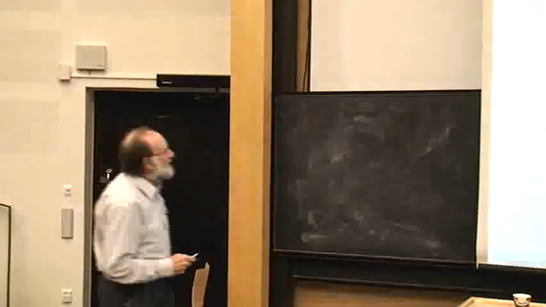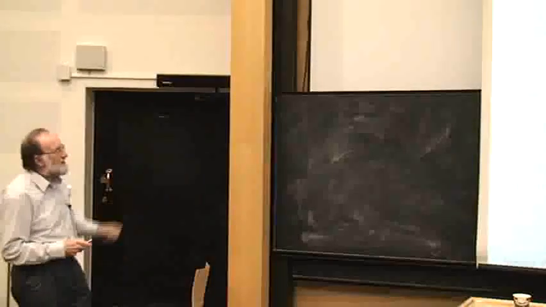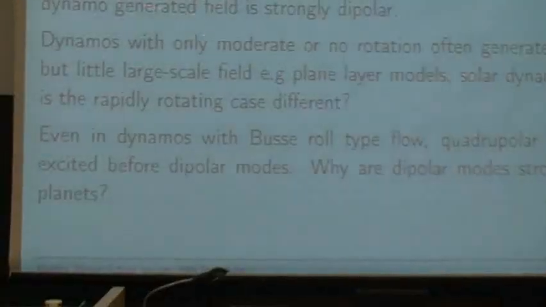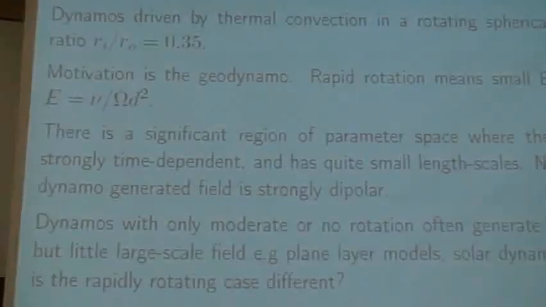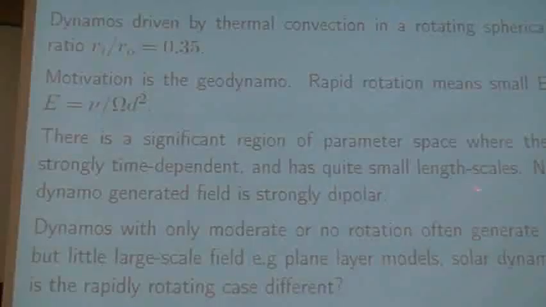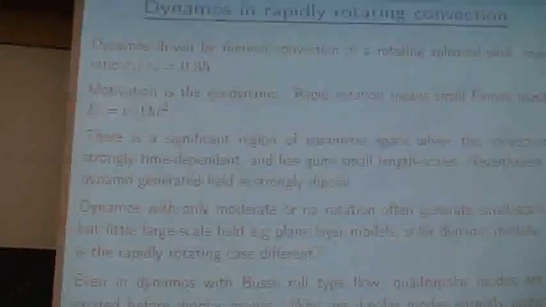So it's strongly time dependent. If you remember, I showed you the movie of the rolls, and the rolls come and go. They don't last much more than a turnover time or two, each individual roll. And the perpendicular length scale, that's the column thickness, is actually quite small. So there are some quite small length scales going on.